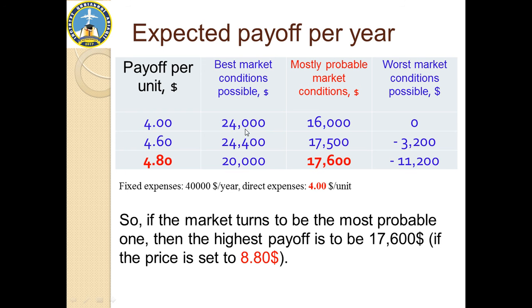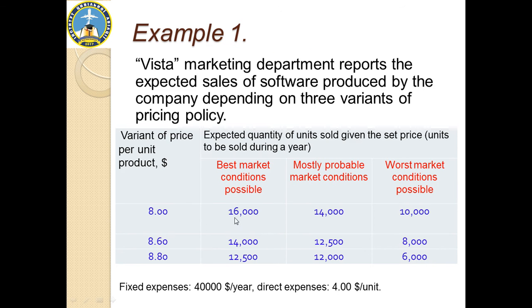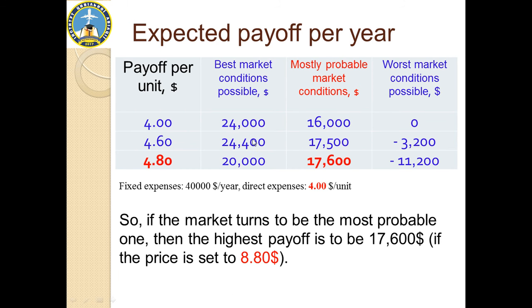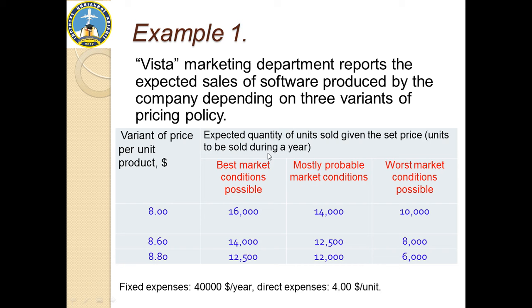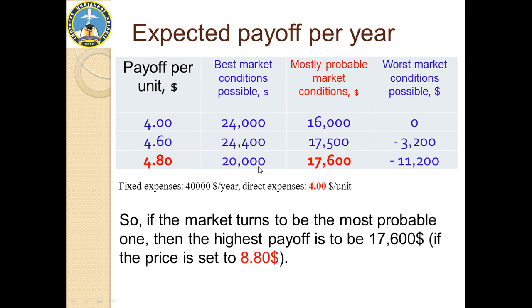At the second price option, the payoff per unit will be 4.6, and given the best market condition, the company may obtain the payoff of $24,400 by selling 14,000 units of software, and so forth. So this is our payoff matrix, given best market conditions, mostly probable market conditions, and worst market conditions.